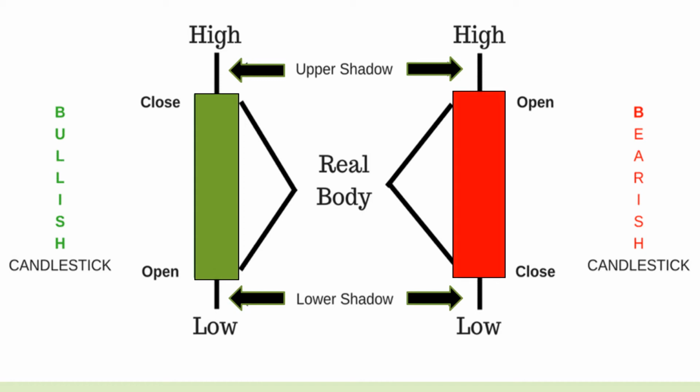And in a bullish candlestick, we can see here in green color, the lowest part is called the opening price of the particular stock at a particular time frame, and the upper part of the green color is called the closing price, and the upper shadow represents the highest value it has made at a particular time frame. The lower shadow represents the lowest value it has made at a particular time frame. It will be the same in a bearish candle.